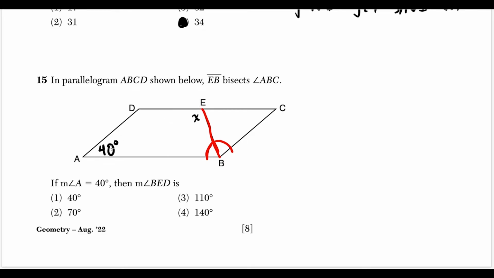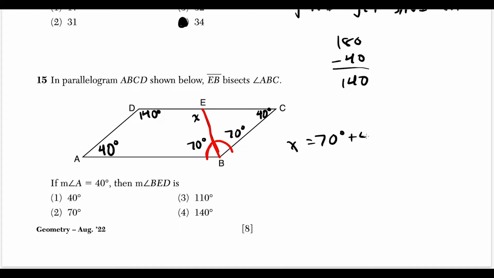So because this is a parallelogram, opposite angles are the same. So that means this angle over here is also going to be 40 degrees. And consecutive angles of a parallelogram are supplementary. So that means that angle D and angle B, this entire angle, I could find by just doing 180 minus 40, which is 140. So this angle is 140, and that means this angle is 140. But since it's bisected, each piece is going to be 70 degrees like this. So now when I want to find the measure of angle BED over here, I could use the exterior angle theorem and just do, see how we have these two remote interior angles. I could say X is equal to 70 degrees plus 40 degrees.